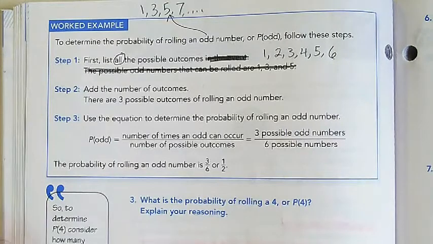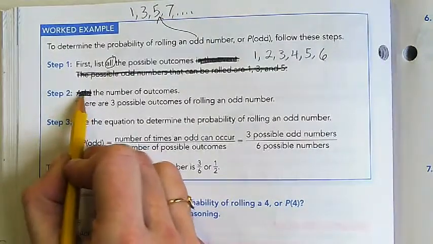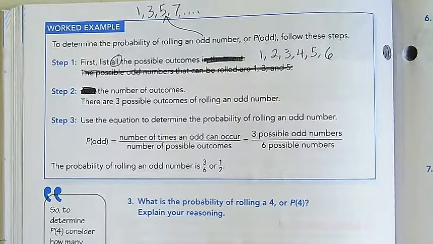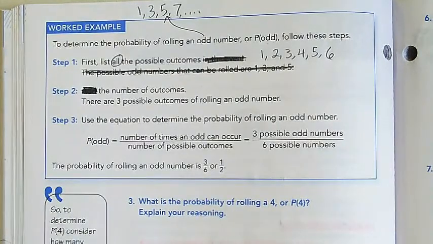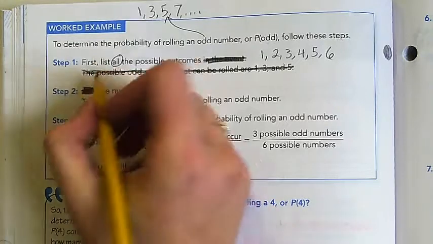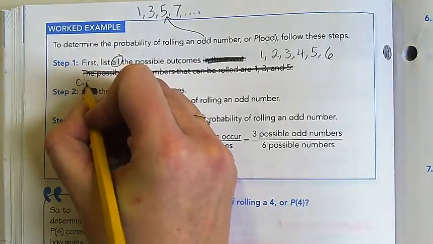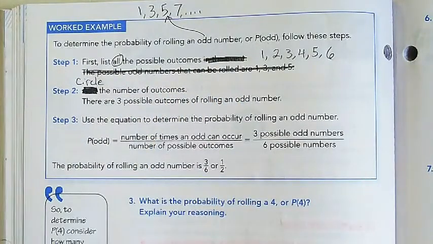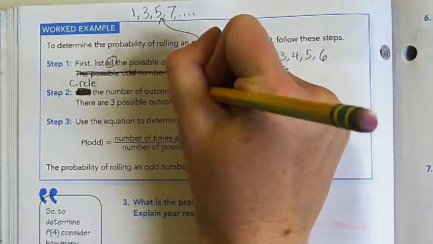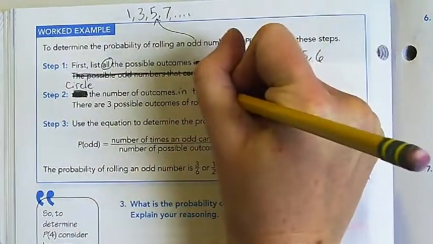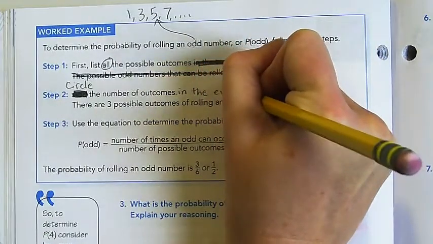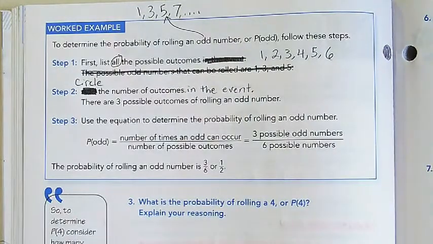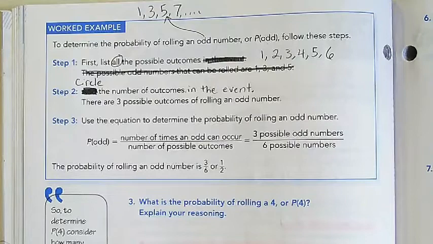Step 2, we're not going to add the numbers. Mark that out. Scribble it out. I don't want you to get confused. You're not actually going to sum the numbers. We're just going to count. We're going to circle. Circle the number of outcomes in or for the event.